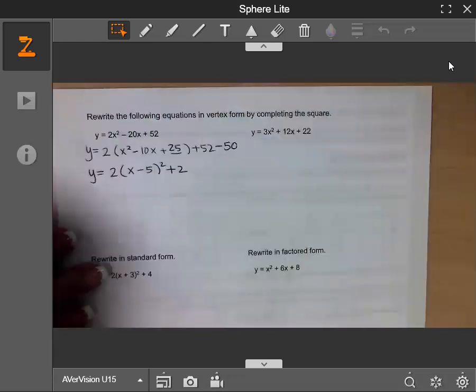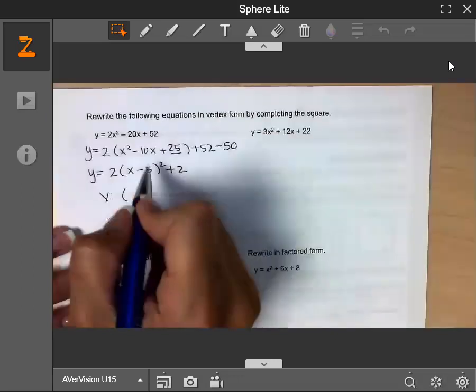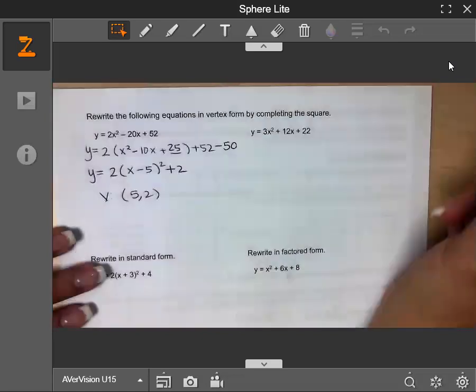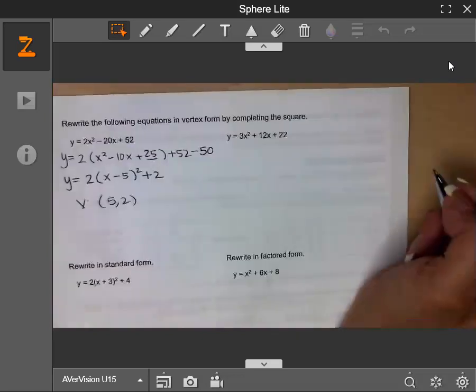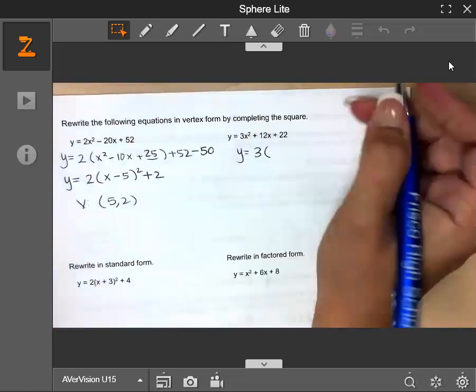This particular one had an a value here. That does not change how we find the vertex. The vertex would be 5 and 2. We'll do one more of those since that one's a little more work. We factor out this 3.